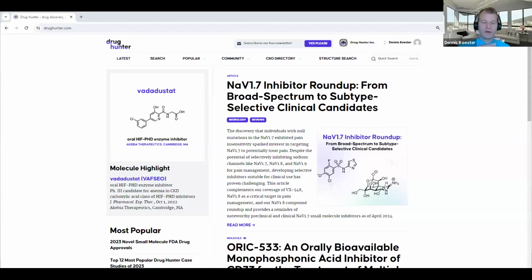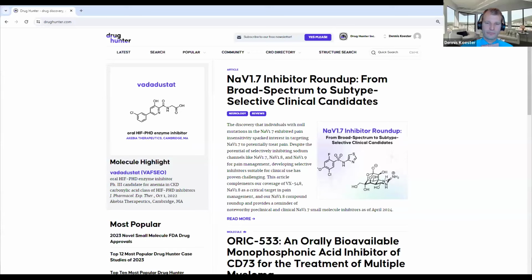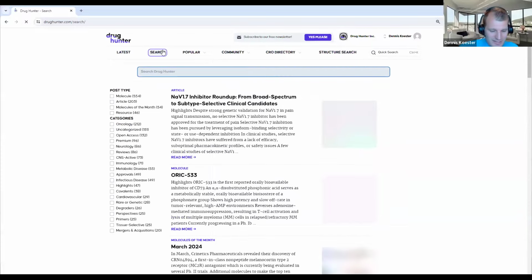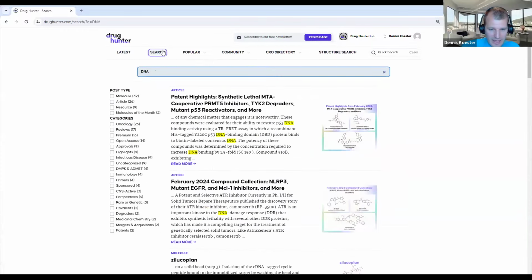Dean is talking about today how to get from hits to clinical candidates. And one of the hit finding strategies, of course, is a DNA encoded library. And Dean will actually share with us today that only 1% of drugs approximately get discovered through that strategy.